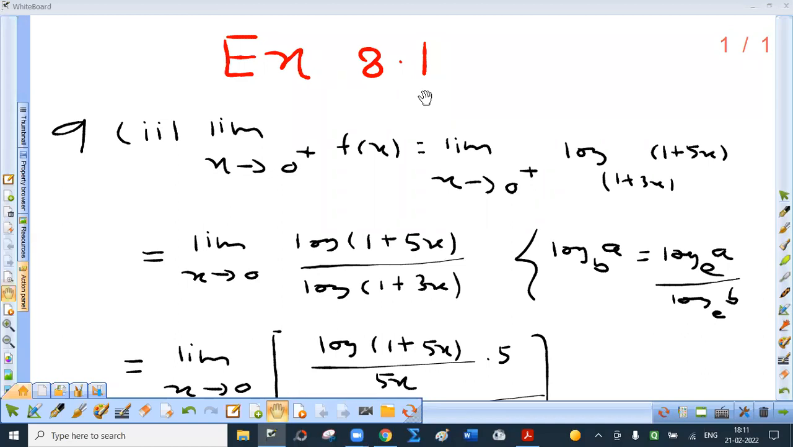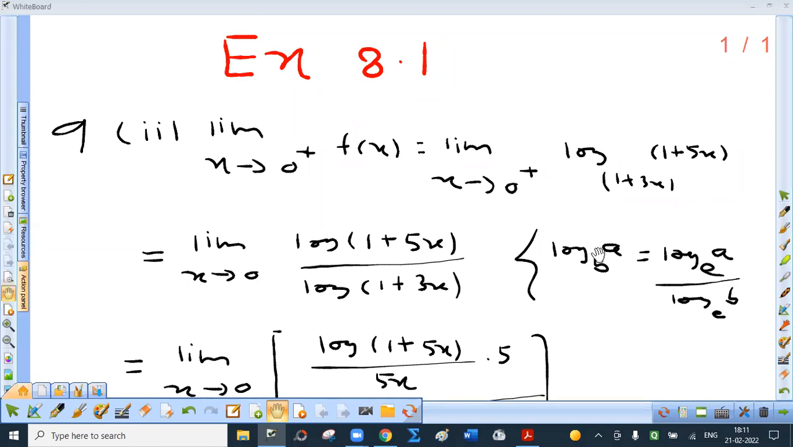Second is f of x equal to log of 1 plus 5x to the base 1 plus 3x for x greater than 0, and 32 raised to x minus 1 upon 8 raised to x minus 1 for x less than 0, at x equal to 0. Okay, so the limit as x tends to 0 plus. For that, we have to consider which function? Log of 1 plus 5x to the base 1 plus 3x.